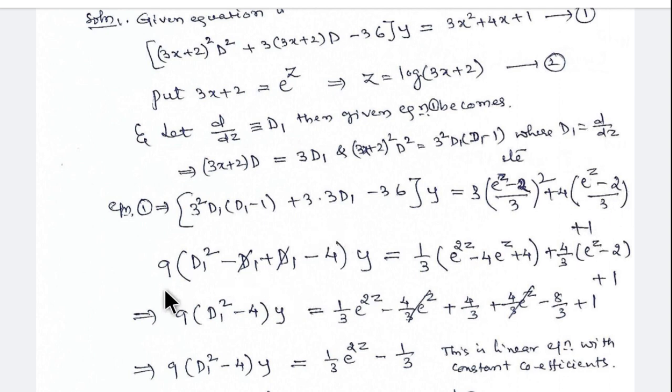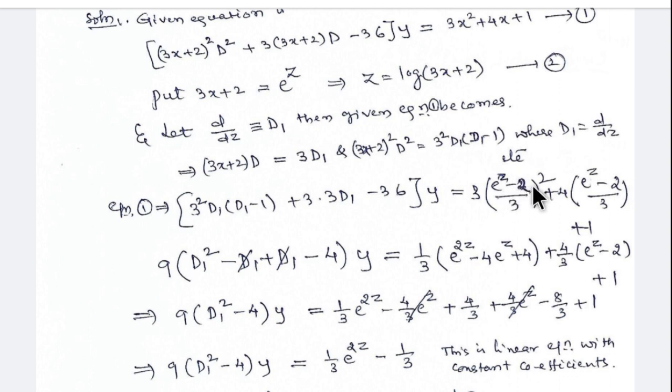So after simplifying you get 9 into (D1² − D1 + D1 − 4) y equal to... here plus D1 minus D1 gets cancelled. So on this side you get 9, 3 square is 9. So 3 ones are 3, 3 threes are 9, and 1 by 3 is left here.